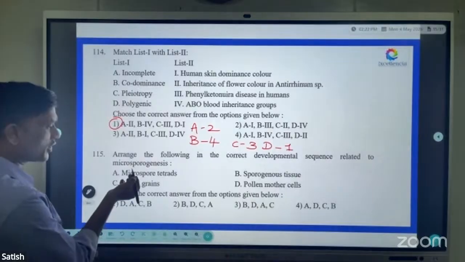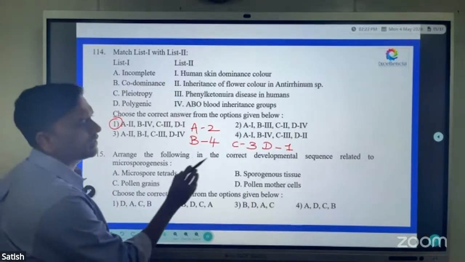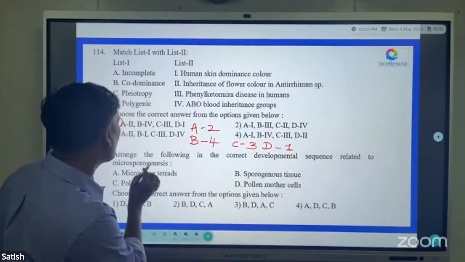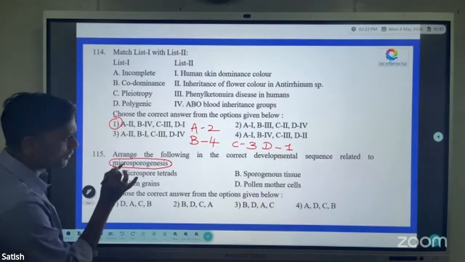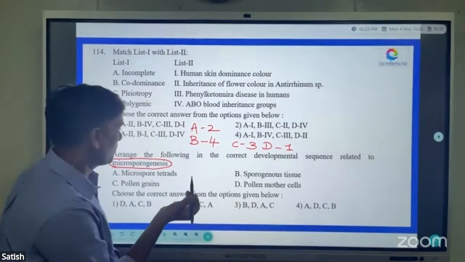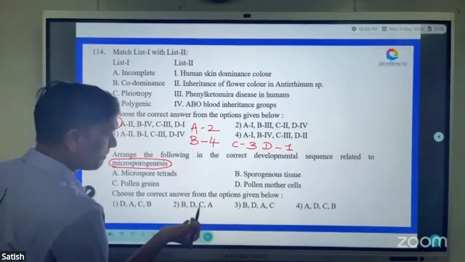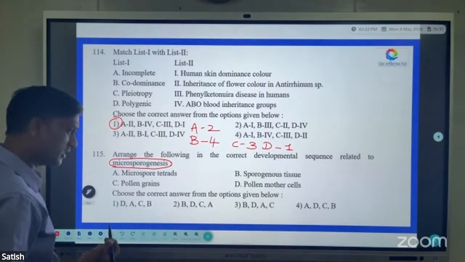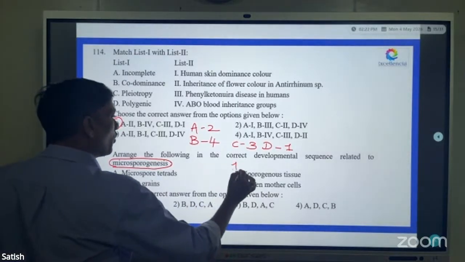Then sexual reproduction in flowering plants, question 115. Arrange the following in the correct developmental sequence related to microsporogenesis. So microsporogenesis means the formation of microspores, or we can say pollen grains, from a diploid pollen mother cell. We can call it microsporogenesis. So I'll arrange in a sequence of order. First, sporogenous tissue.